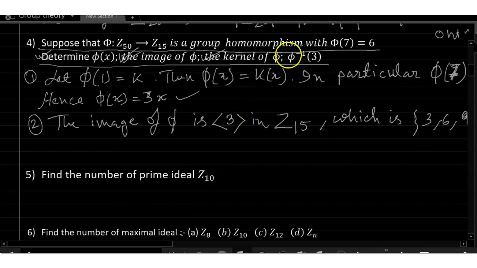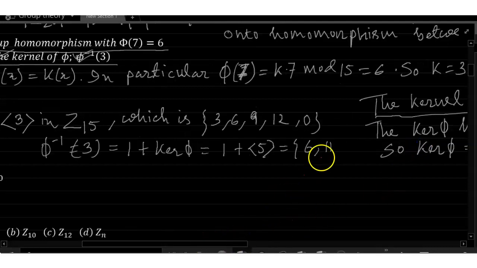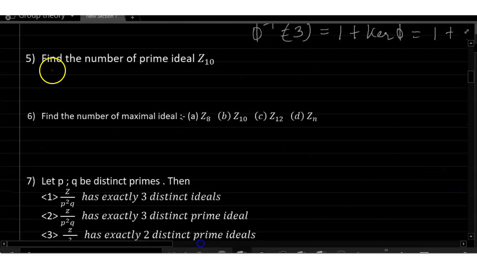Now we have to find phi inverse of 3. Phi inverse of 3 equals 1 plus the kernel of phi, equals 1 plus the kernel: 1, 6, 11, 16, 21, 26, 31, 36, 41, 46.